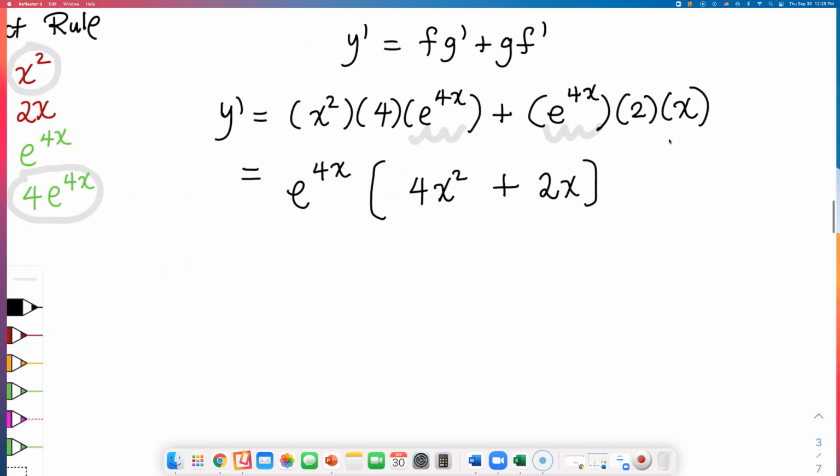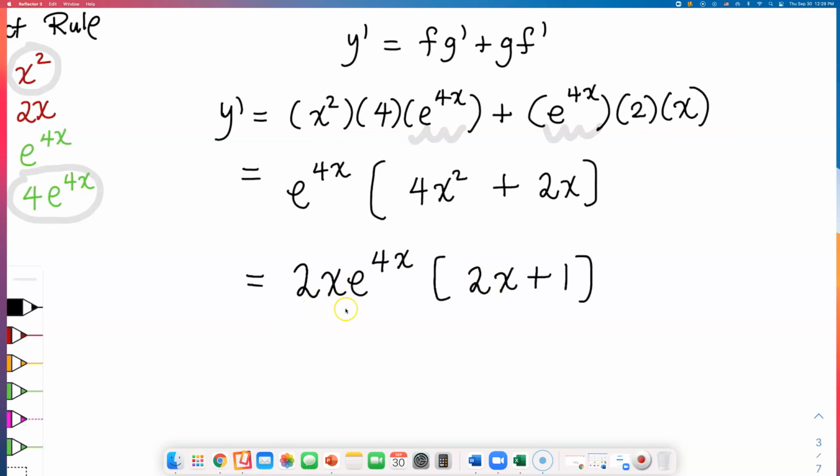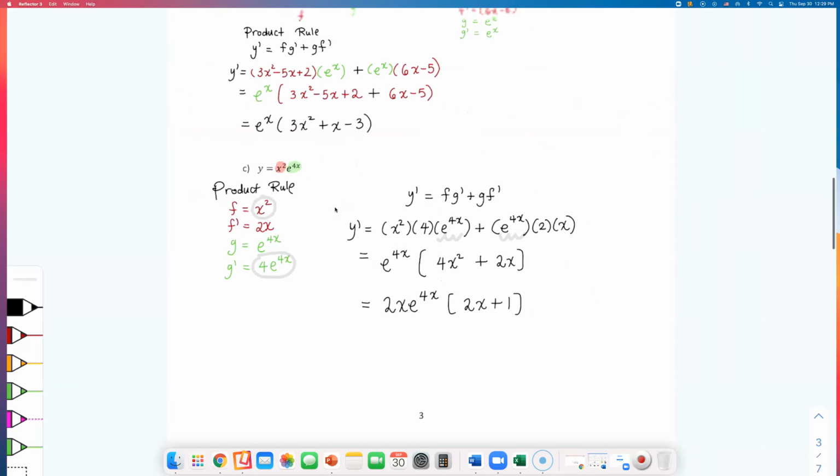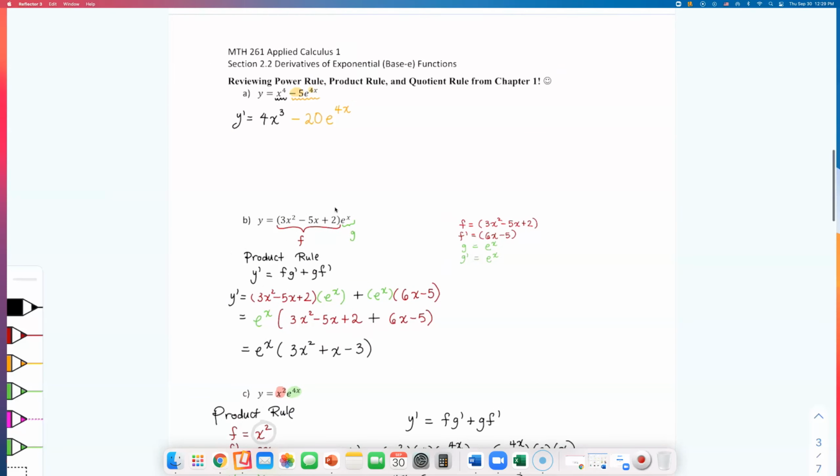You know what? I've noticed that you guys are so good at factoring. So maybe you may want to factor out 2x from it if you want to. If I factor out the 2x, I will place that 2x in front of that exponential term. And then I will have 2x plus 1 left. But this last line is really just optional. You don't really have to factor it out. I think that this line looked beautiful too. But that's it. That's how you would do product rule and power rule.